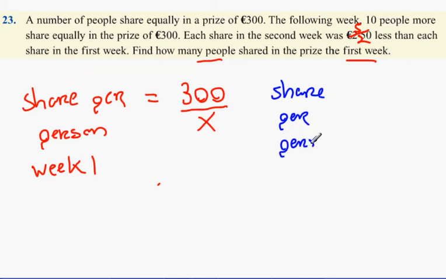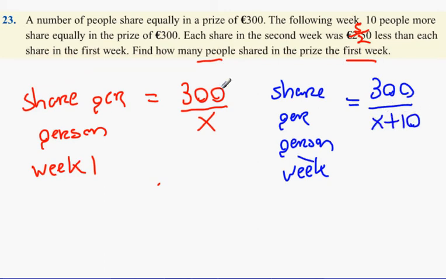Okay, so share per person in week 2. You still have a prize of 300, but you have more people this week, which is X plus 10, and you take away the 2.50. Okay, which one's the bigger number? 300 over X or 300 divided by X plus 10? 300 over X. Okay, there's a problem with that because X plus 10 is a bigger denominator.